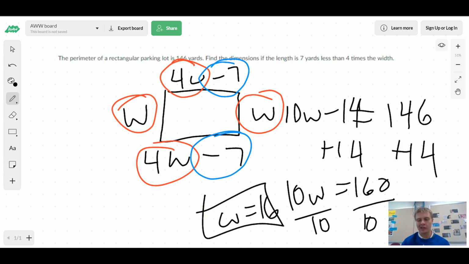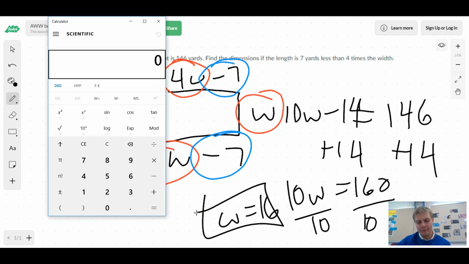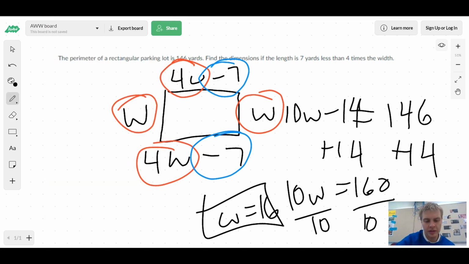Now that I got my width, what I want to think about is how do I find my length? I would do that by taking my width and plugging it into my length calculation, which says take 4 times W and then minus 7. So my length would be 57. And that would be my answer.